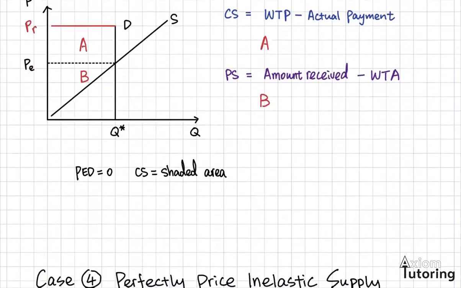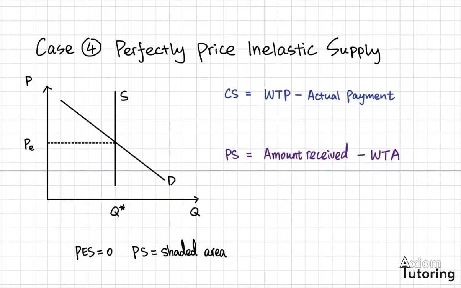Finally, let's consider the case where PES is zero. Here we have a vertical supply curve. This means quantity supplied is fixed at Q star and cannot respond to changes in price. This often applies in the short run, for example, when land or productive capacity is fixed. The vertical supply curve represents producer's reservation price, which I denote here as PR. This is the minimum price that producers are willing and able to accept in order to supply the fixed quantity of output. It means that even if the quantity is fixed, producers will still require a minimum acceptable price to make supply worthwhile.